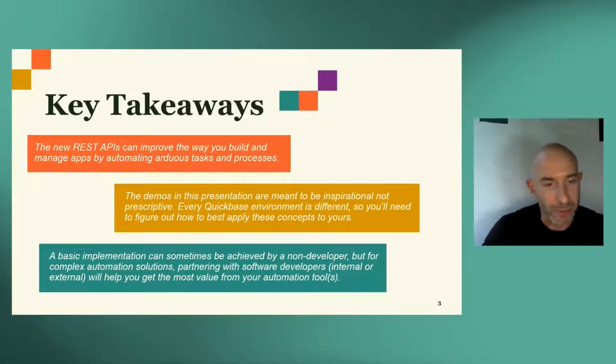Changing things like that will affect the way some of these processes work. And lastly, basic implementation can sometimes be achieved by a non-developer. But for some of these complex automation solutions, partner with software developers. These may be internal software developers, like JavaScript or .NET programmers you might have in-house, or external developers, like our QuickBase service providers. Partnering with these people can really help you get the most value from your automation tools.